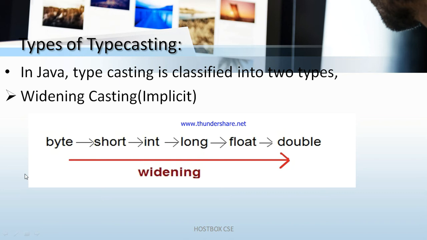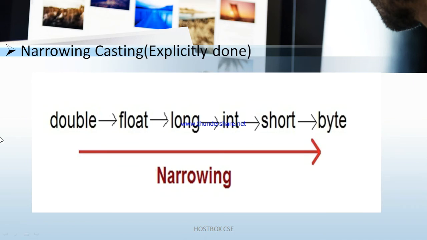Implicit or widening casting means converting the lower data type to the higher data type. Moreover, it is done automatically by the compiler. No need for the programmer to do anything. Here, byte means the size is 8-bit, short means 16-bit, and so on, like that. Let's go for examples so you can clearly understand.